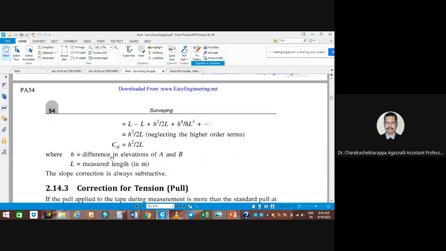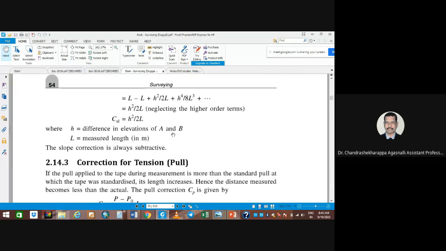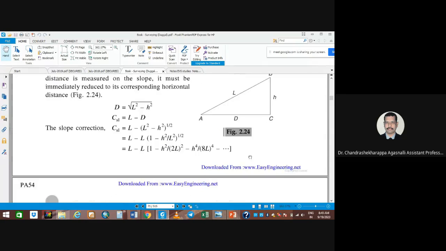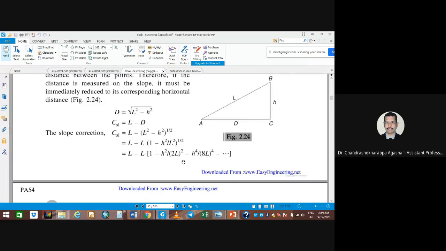So H is equal to the difference in elevations of A and B, and L is the measured length in meters. Slope correction is always subtractive, not addition. Okay, because we have to subtract this.